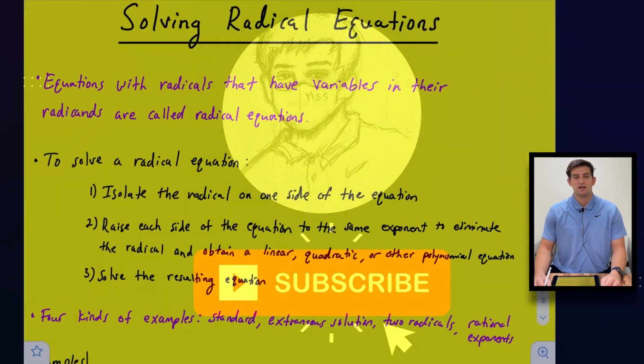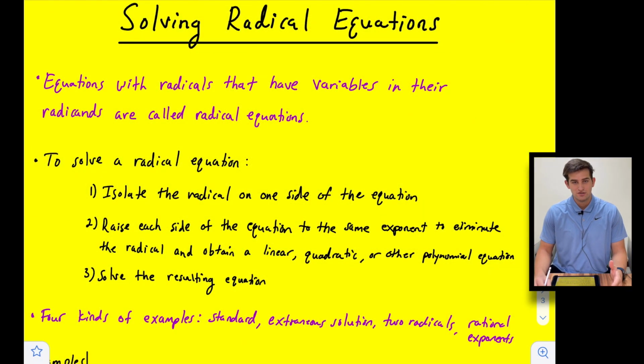Everyone, in this video we're going to talk about how we can solve some radical equations. So what makes an equation radical? Equations with radicals that have variables in their radicands are considered radical equations.